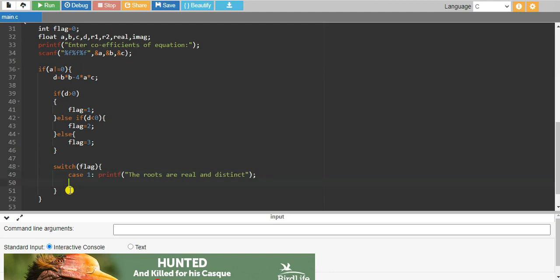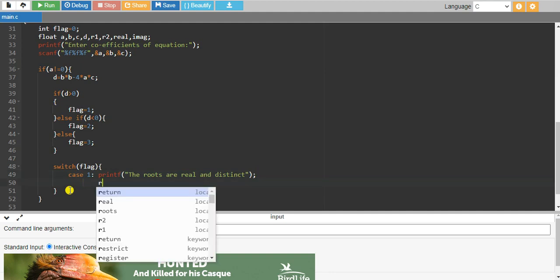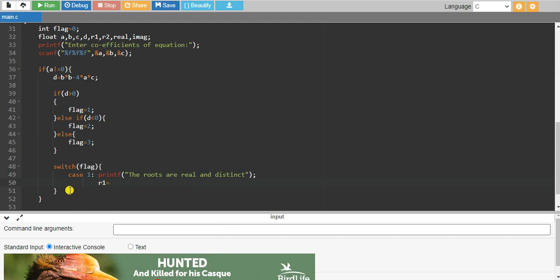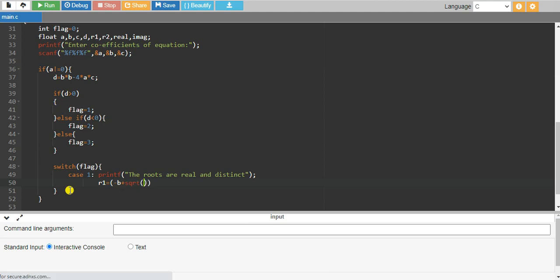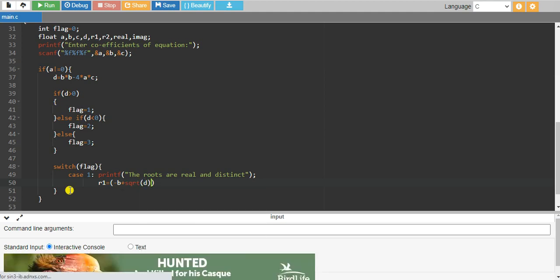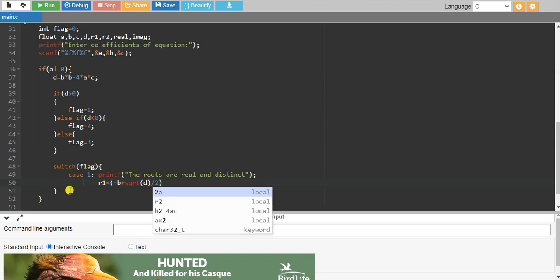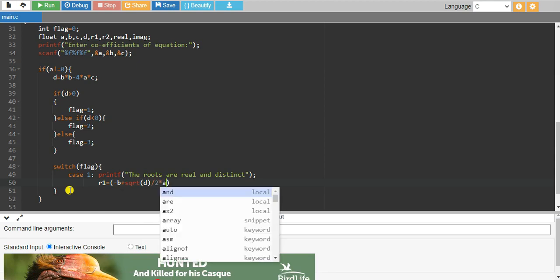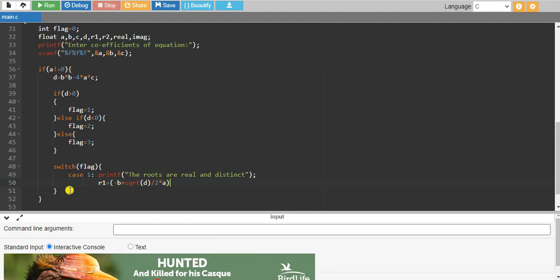Then r1 equal to, the first root, is minus b plus sqrt d divided by 2 into a. This is my first root.